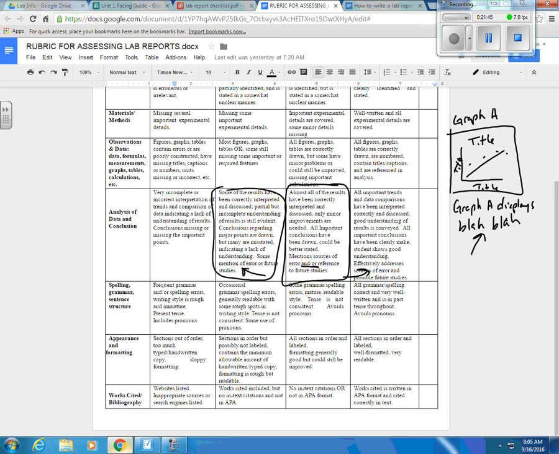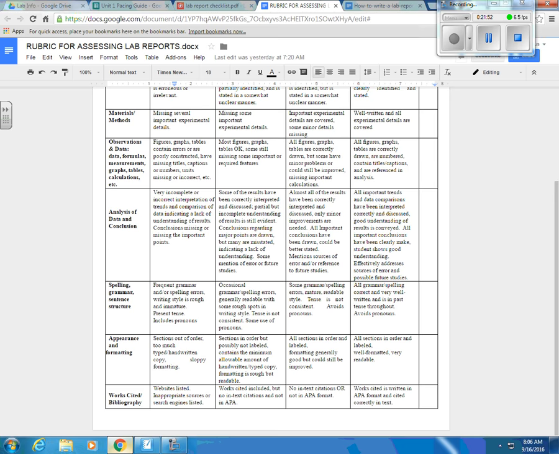Let's move on down here. Spelling, grammar, and sentence structure. Down here towards the bottom, again, this is our goal. Some grammar or spelling errors. You have a mature, readable style. Tense is not consistent, and you avoid pronouns. Avoid pronouns is the big one. You are not allowed to use pronouns.